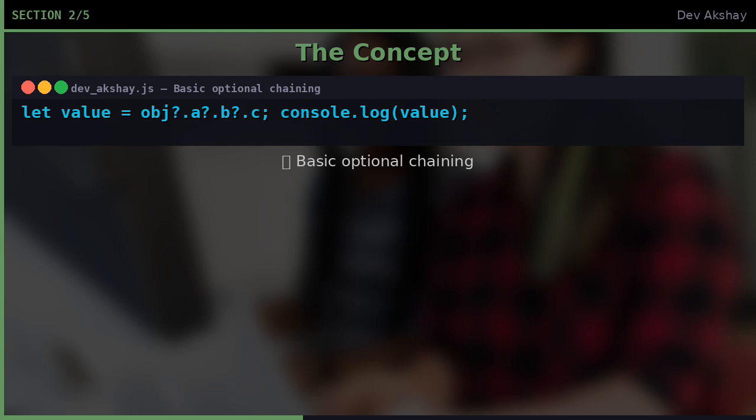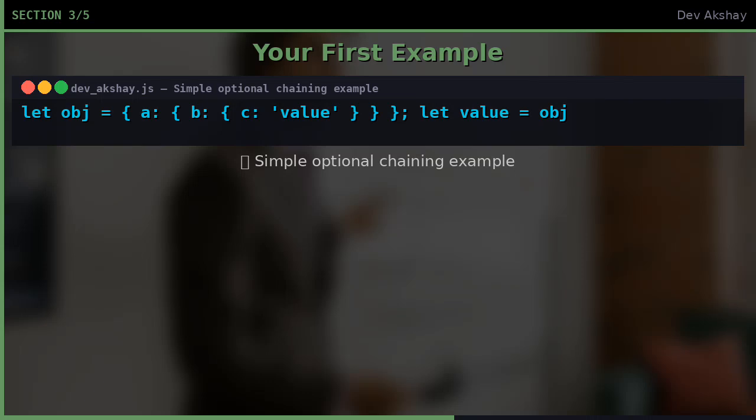The concept of optional chaining is simple. It allows us to access nested properties without throwing an error if one of the properties is undefined. Think of it like a safe navigator. Here's a definition. Optional chaining is a way to access properties of an object without getting null pointer exceptions. Now let's walk through a simple example.